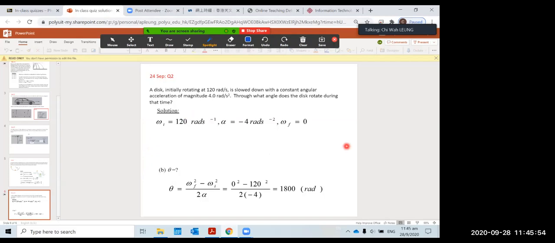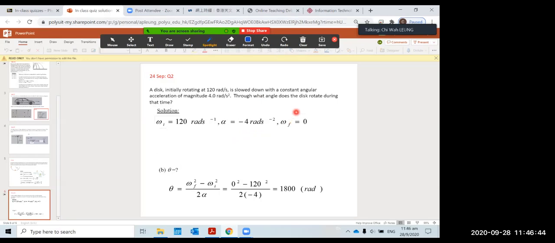So here you have a disk rotating at 120 radian per second, and it is slowing down with a constant angular acceleration of magnitude 4 radian per square second. So just like what you did in linear kinematics, you firstly write down the parameters that you know the values of. Here you have the initial angular speed, 120 radian per second, and it is slowing down. So the acceleration is negative 4 radian per second square.